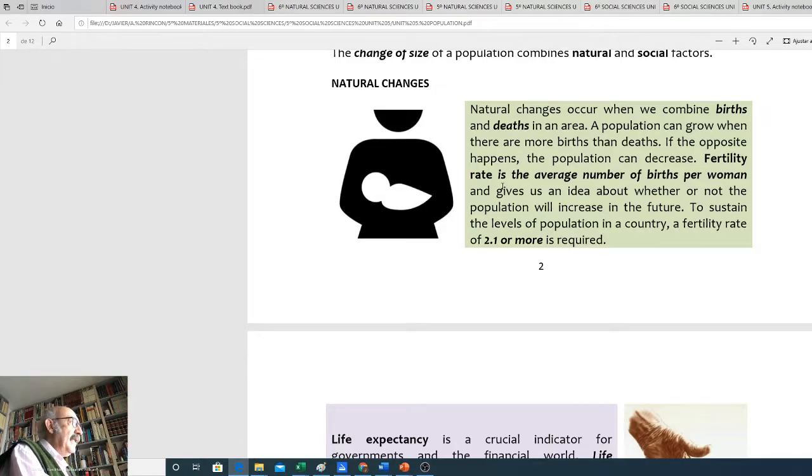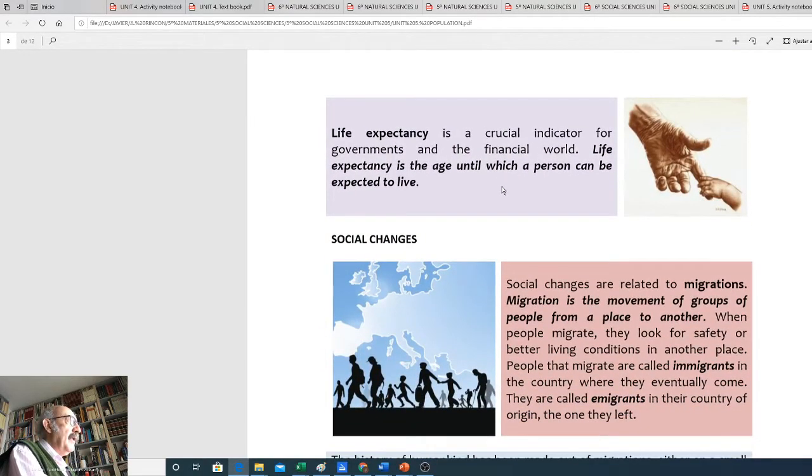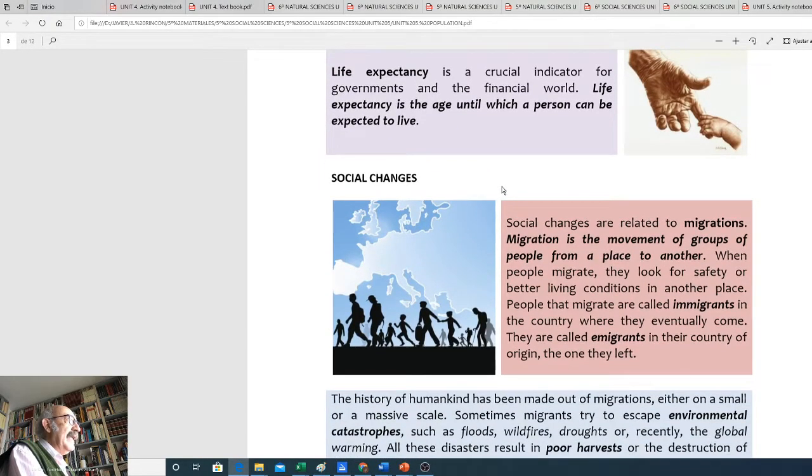Very good. And then on page number 3, you have another very important indicator, the life expectancy. This is the age until which a person can be expected to live. In Spain, we have a life expectancy of near 90 for women and a little less for men.